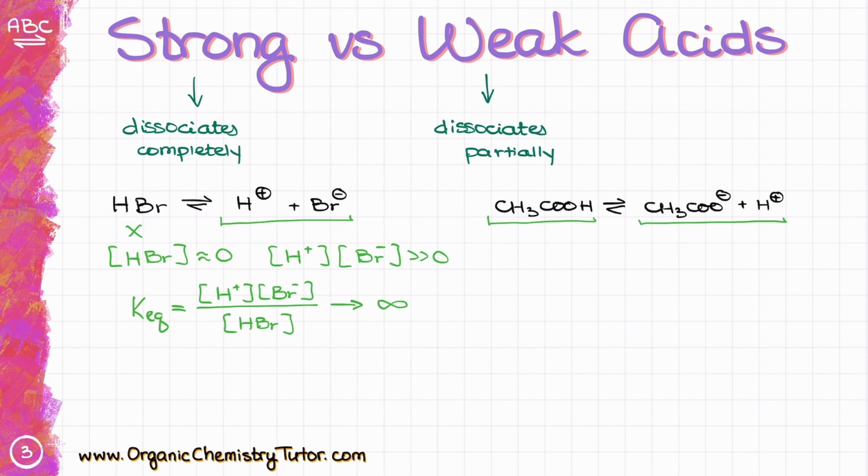So if I were to write out the equilibrium constant for this one, it is going to be the concentration of my products, which is CH3COO minus multiplied by the concentration of H plus, over the concentration of the starting material, which in this case is CH3COOH, and that number is far from infinity. As a matter of fact, that number is roughly 1.8 times 10 to the negative fifth power, which is not that large, which means that in the solution my acetic acid is predominantly in an undissociated form.